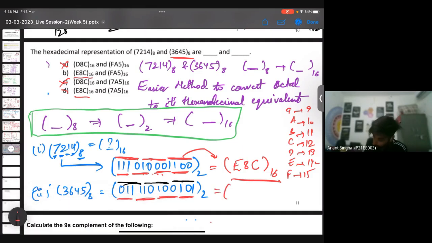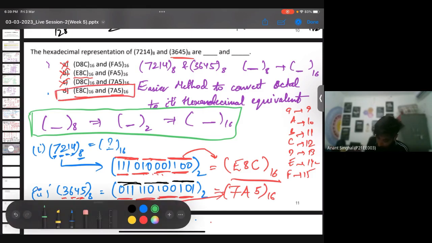So this is 0101, which is 5. Then this is 1010, which is 8 plus 2, which is 10. 10 is denoted by A. And then this is 0111, which is 7. So for the second part, 3645, the hexadecimal equivalent is 7A5, which is given by option D. So we have eliminated D also. So the correct answer to this question is option D.